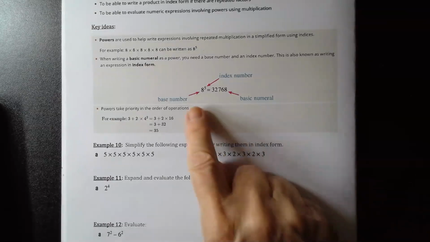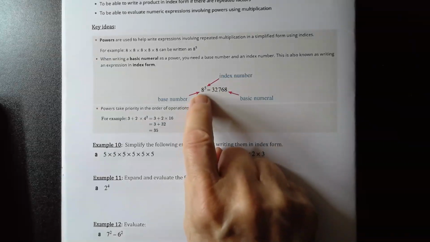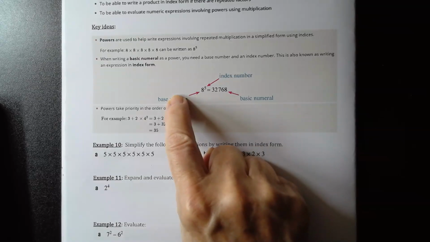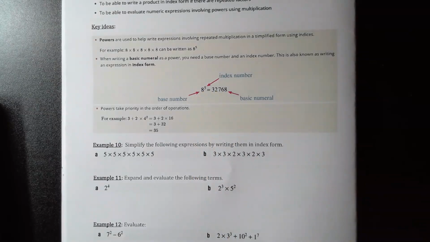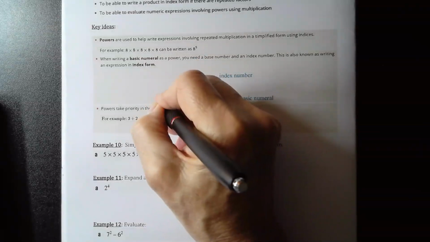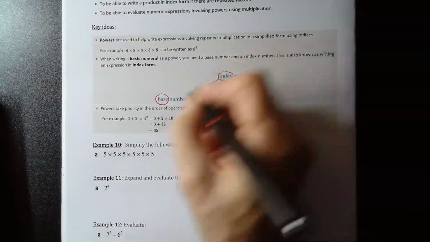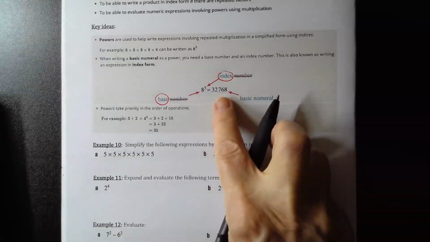Sometimes we need to call these numbers their different parts. So the number that's being raised to the power is called the base, not even really base number, but just the base. And then this is called the index. So I'm going to highlight or circle base and index. We usually don't put the word number after it. And this is the basic numeral.